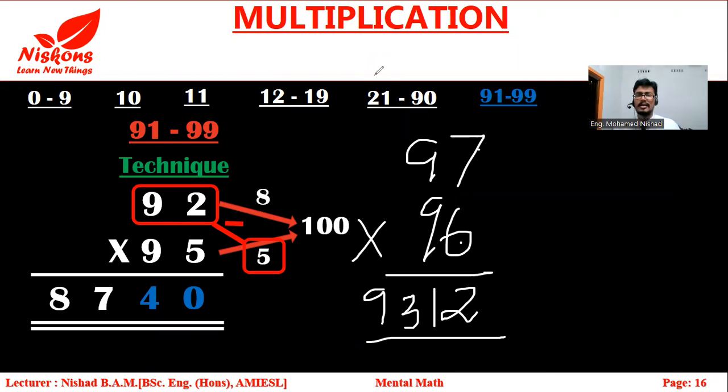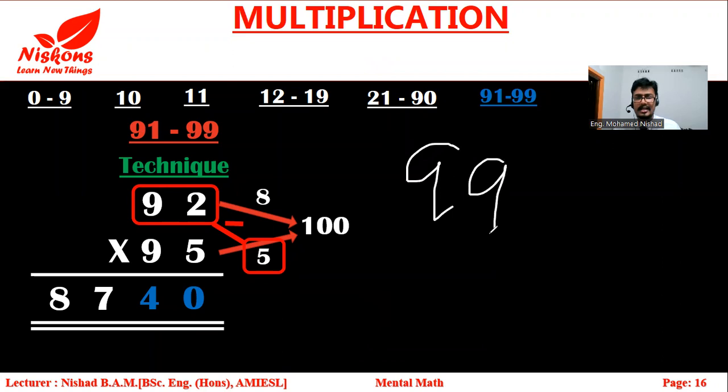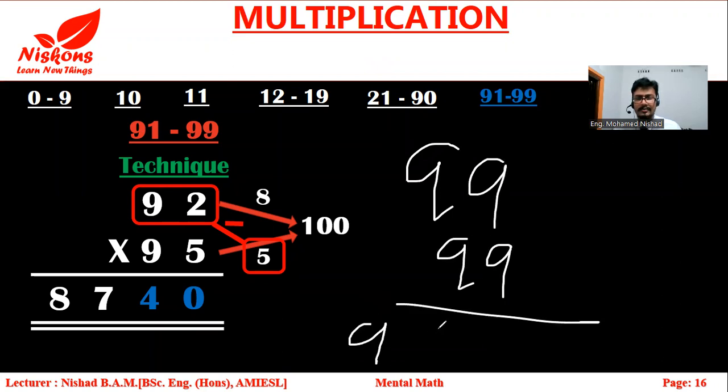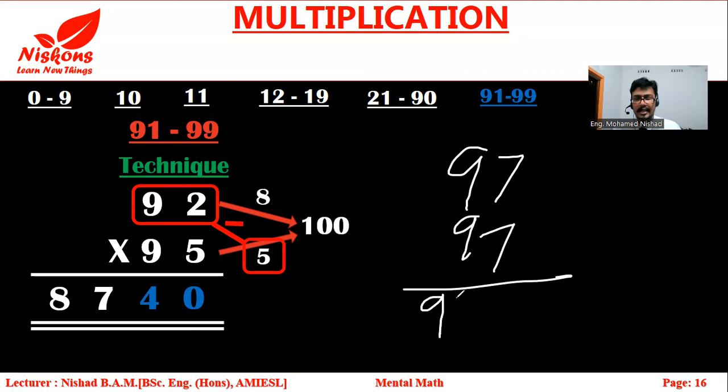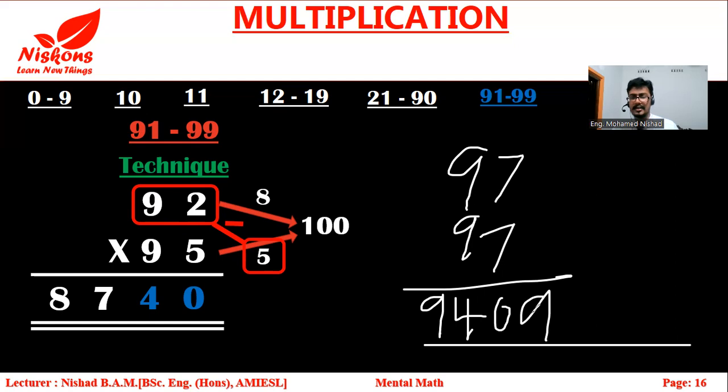Okay, now can anyone answer if I ask you a question? What is 99 times 99? What will be the answer? 9,000? 9,801. Okay, good. And what will be 97 times 97? 9,409. Is this correct? I don't know. Check it.